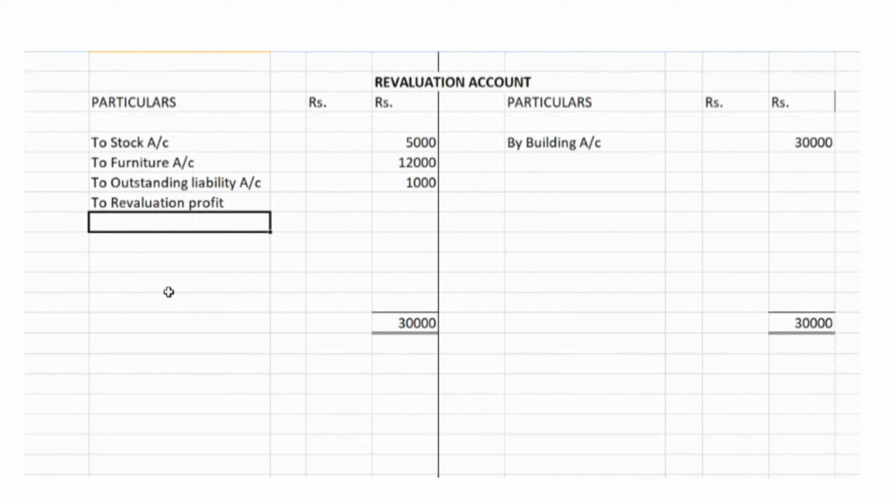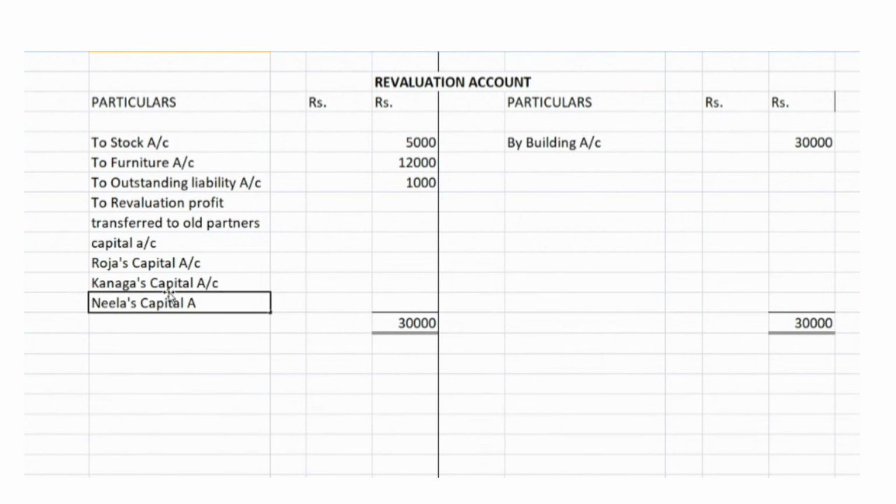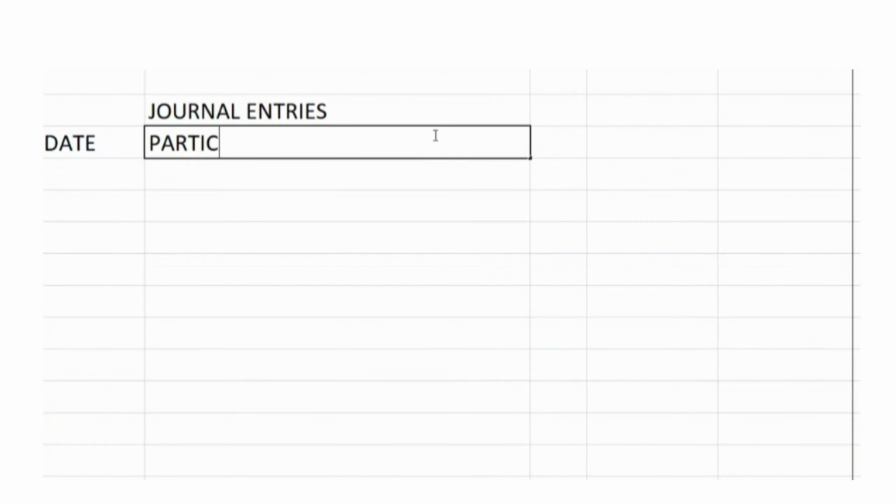So this 12,000 has to be transferred to the old partners. All the old partners, including the retiring partner, will be taken into account. So Roja's capital account, Neela's capital account and Kanaga's capital account, in the ratio 4:3:3. So 12,000 into 4 by 10 for Roja, 12,000 into 3 by 10 for Neela, and 12,000 into 3 by 10 for Kanaga. In this proportion, we divide and write the values in the inner column for each partner. Next, we are going to move into passing the journal entries for this sum.